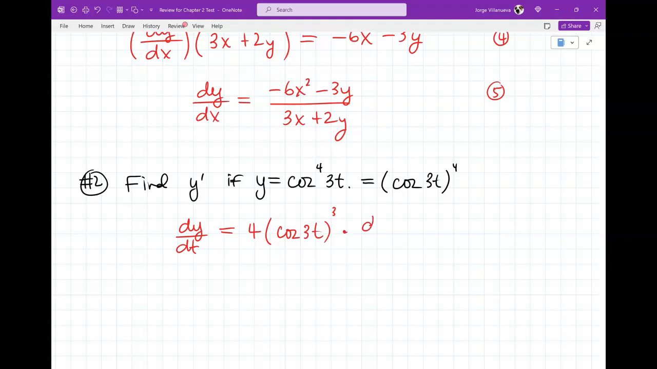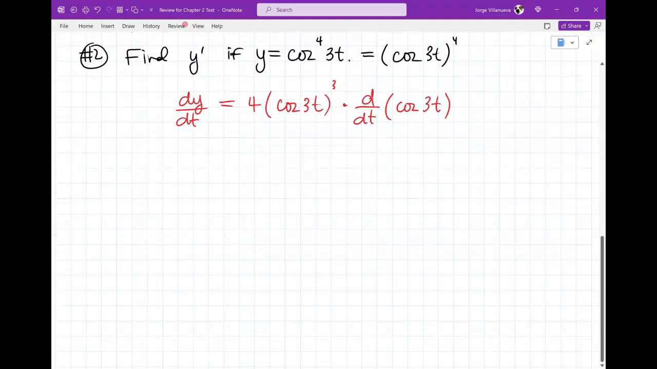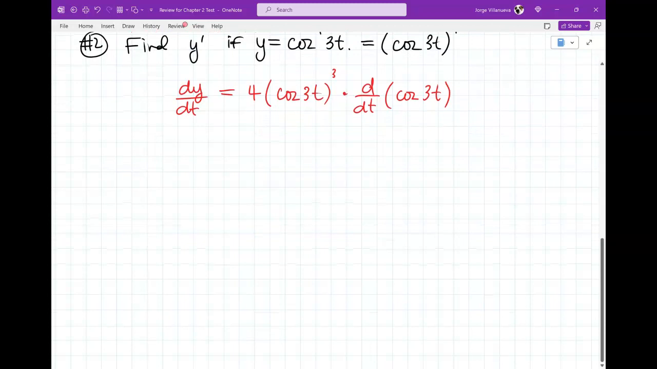I'm going to show you the work, okay? d/dt of cosine of 3t. That's going to be the next step. I'm just showing it to you guys. I normally don't. I just go ahead and do it, but just to show you what's coming up next. So this is 4 cosine cubed of 3t times the derivative of cosine of 3t.